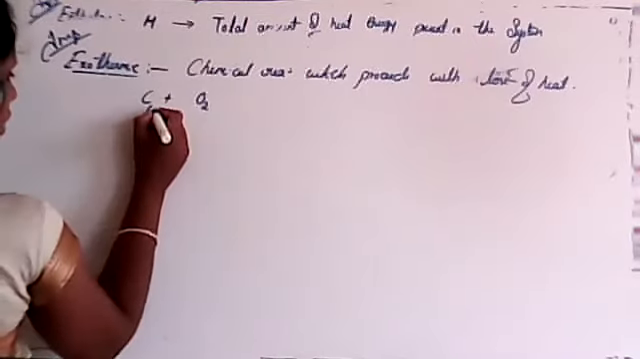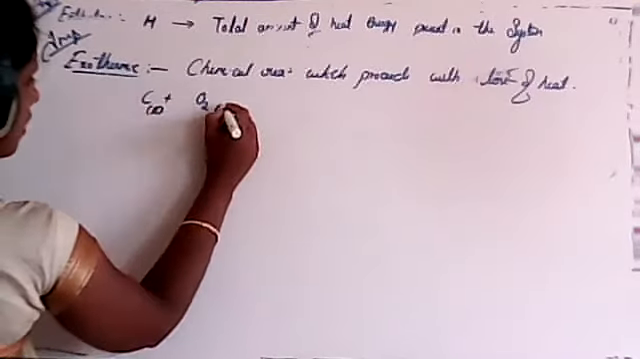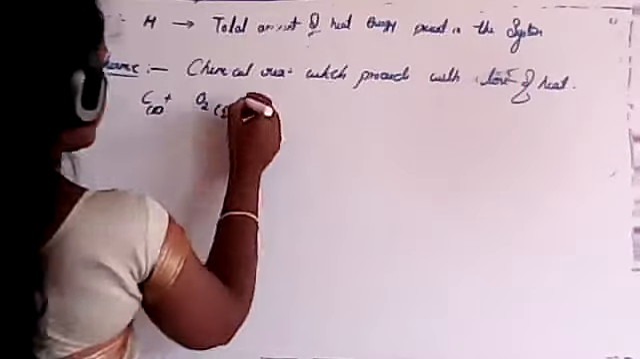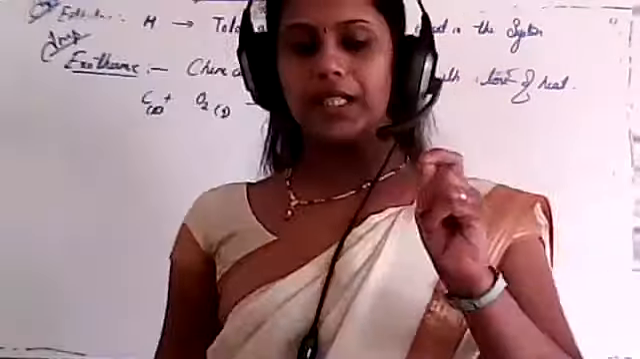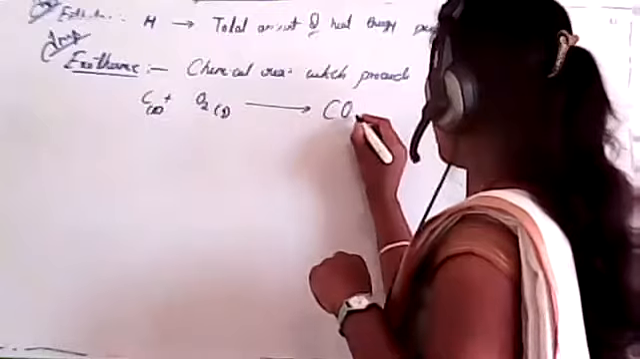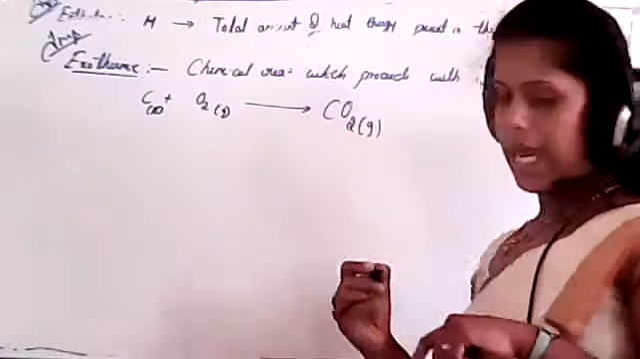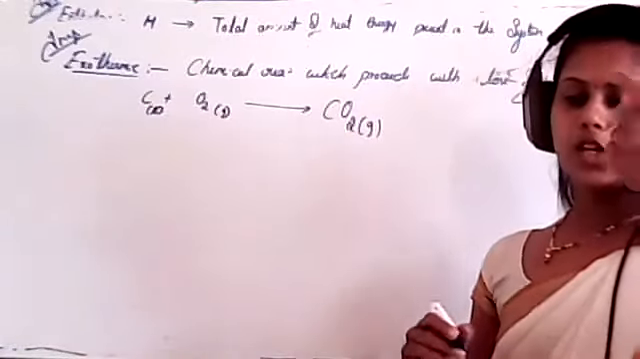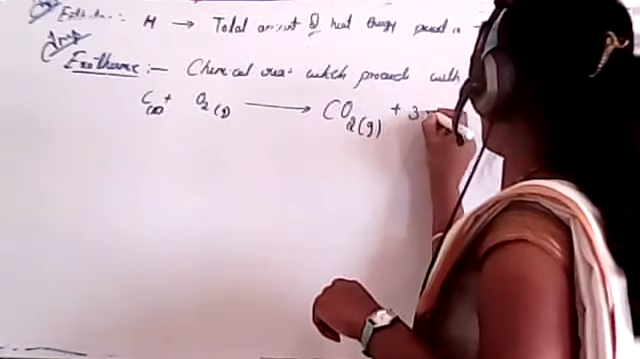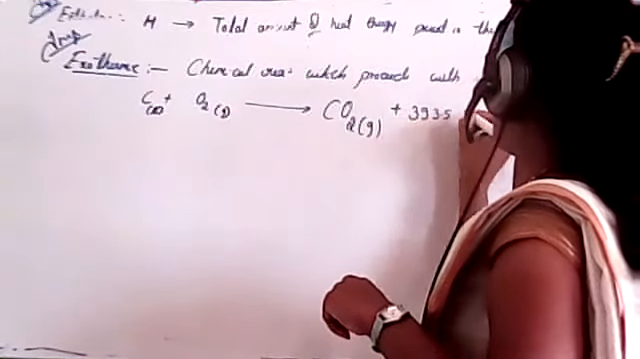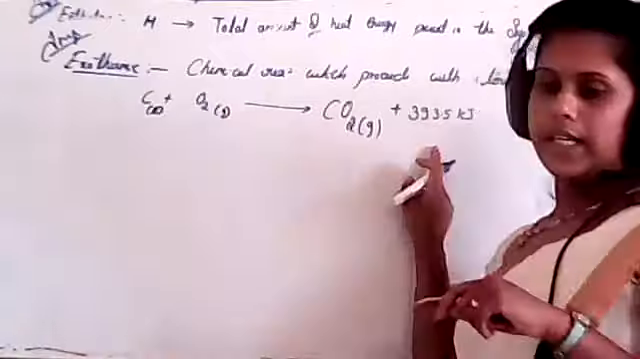Carbon is a solid. Oxygen is a gas. Carbon reacts with oxygen, which is combustion, and it gives carbon dioxide, which is again a gas, with the evolution of 393.5 kilojoule heat energy.